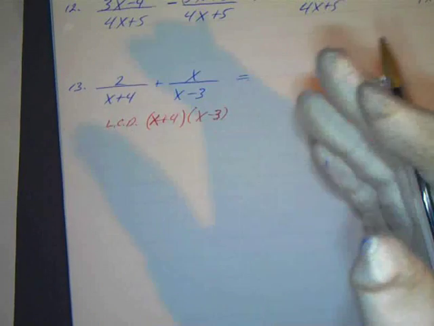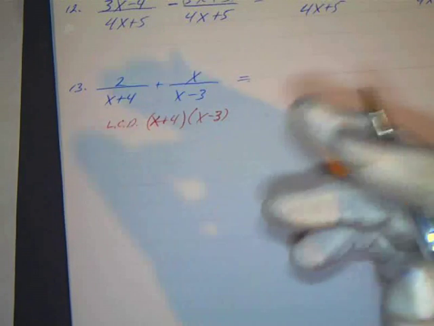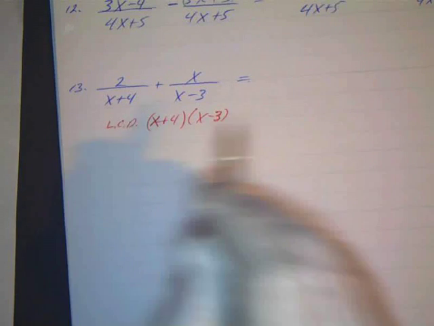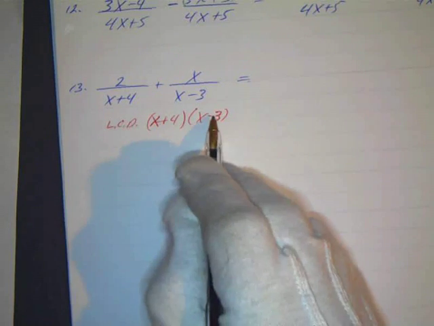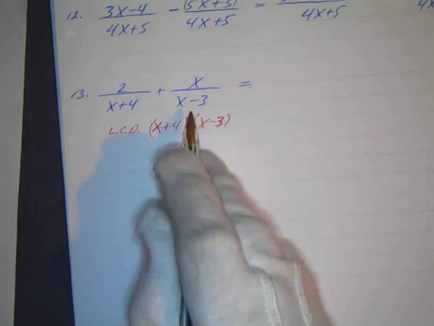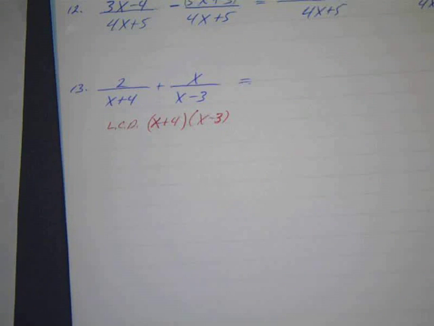The least common denominator of 1/2 plus 1/3 is 2 times 3, or 6. So this is because they're what we call relatively prime. So these are also relatively prime. So the least common denominator is just their product. And you can see the x plus 4 here, and you can actually physically see the x minus 3 there. So that's what we want.